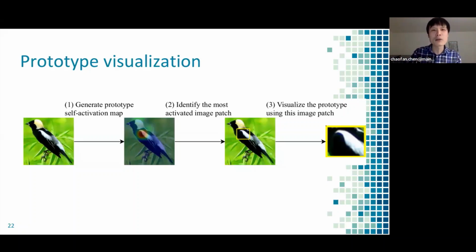First, we pass the training image where the prototype comes from through the network again, through the prototype layer, to generate a prototype activation map. That's step 1. There's a heat map here. And then we identify the most activated image patch, basically the smallest rectangle that encloses this red area. And then we use that smallest rectangle that encloses the most highly activated region to be the visualization of the prototype. So this is how we visualize our prototypes.